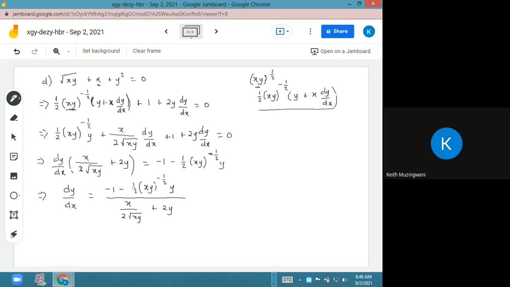You can leave it in this form, or you can decide to write the numerator as negative 1 minus y over 2 root xy, just like we wrote the other one in the denominator, and then here have x over 2 root xy plus 2y. Like that.